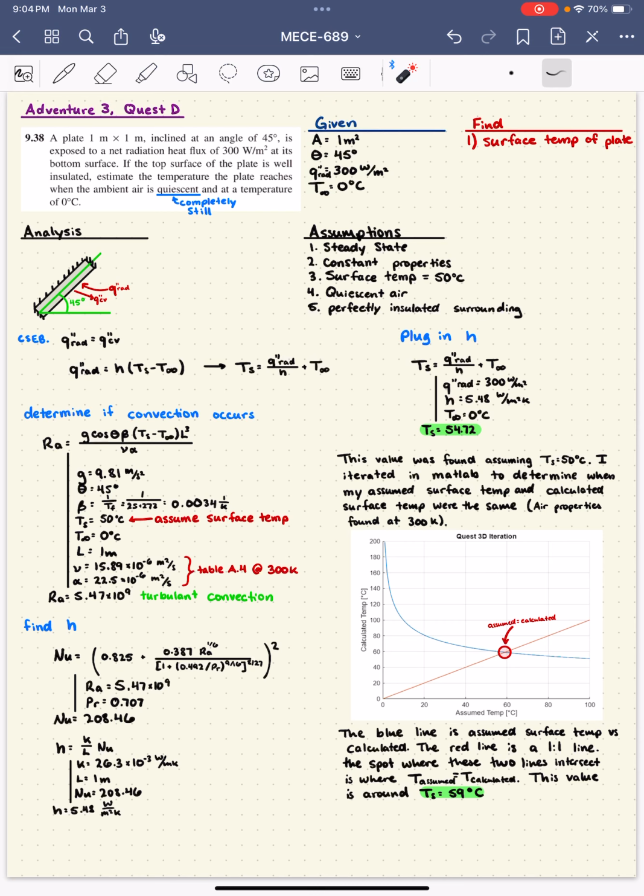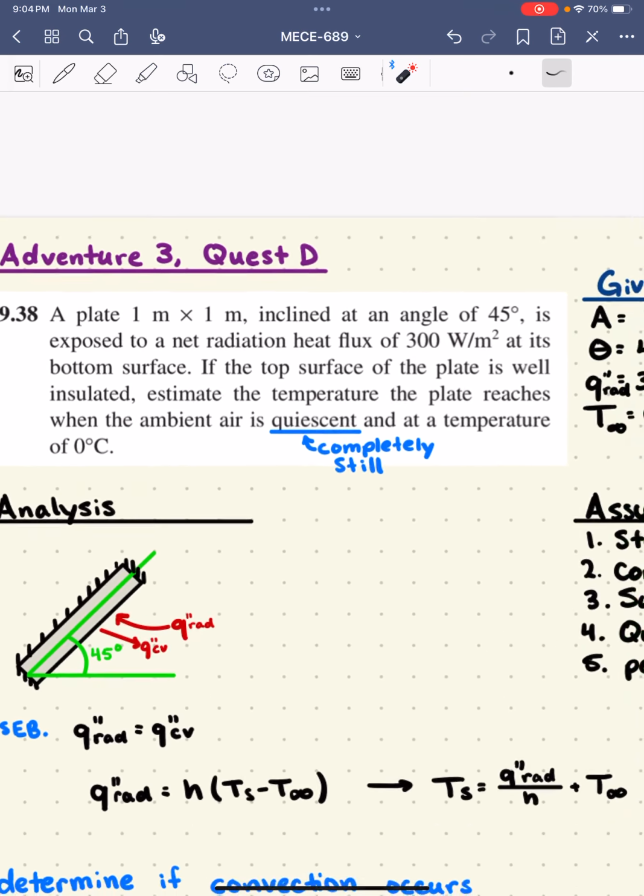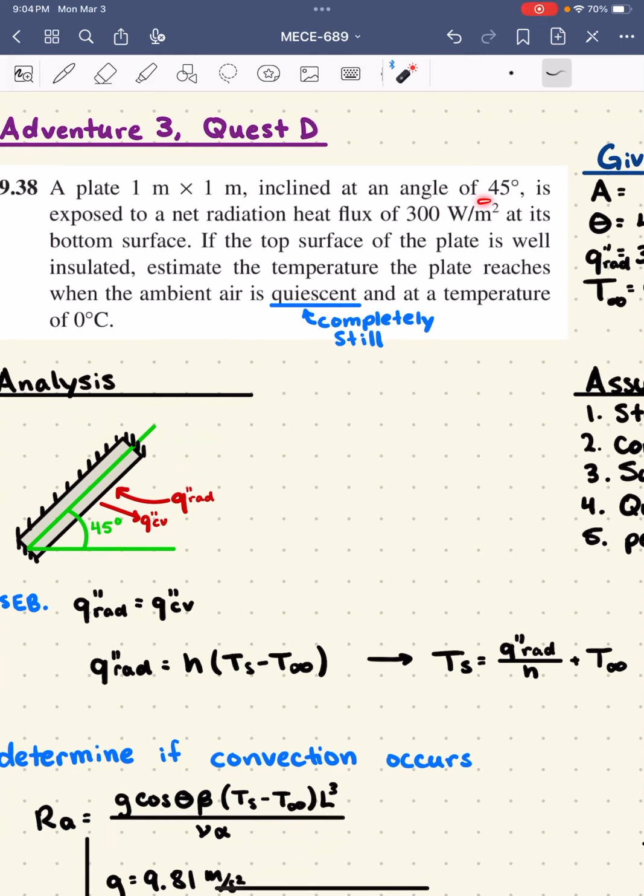I will be solving problem 9.38, where we have an inclined plate at an angle of 45 degrees with a net radiation heat flux of 300 watts per meter squared at the bottom surface of this plate. Now, the top surface and the edges are insulated, and so we're asked to estimate the temperature that the plate reaches when the ambient air is quiescent and at a temperature of 0 degrees C.